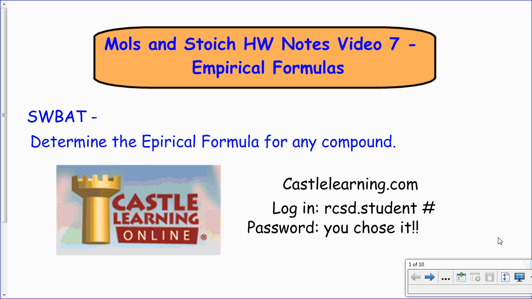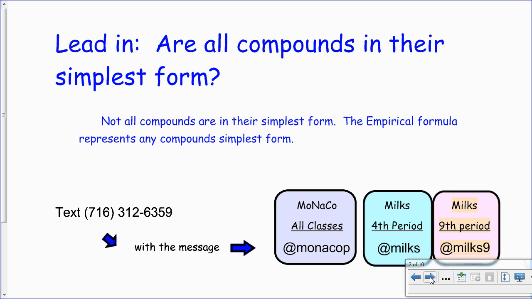We're talking about empirical formulas today, and you're going to need two things in order to do this work properly. Calculator, periodic table that has the atomic mass of the elements on it. So what we're going to be able to do today is determine the empirical formula for any compound. The question you might have is, what's an empirical formula?